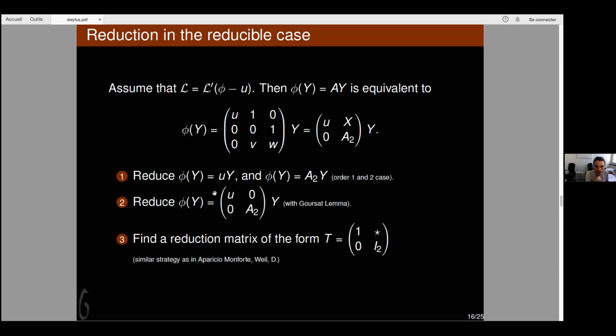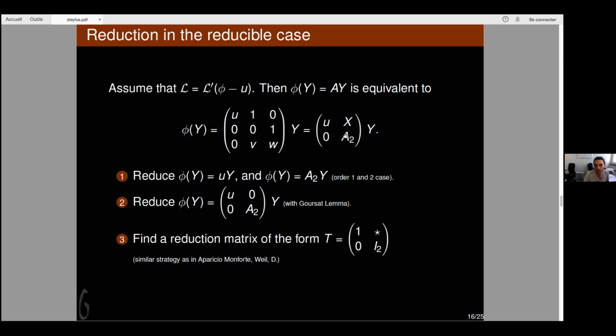And then the tricky part is to reduce the block diagonal part. So I replace X by 0. So it can be done with Gauss lemma. Gauss lemma basically gives you the algebraic group G1 times G2, where G1 and G2 are algebraic groups. So you have a list of things to do depending on what is A2.